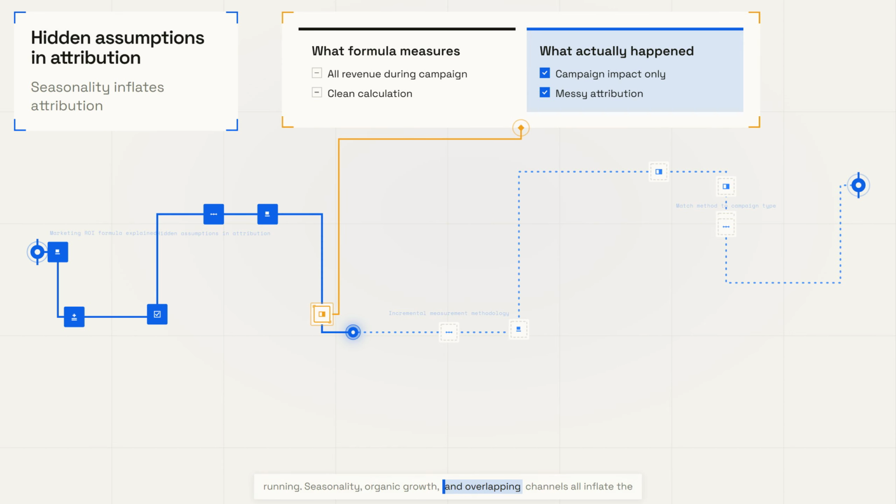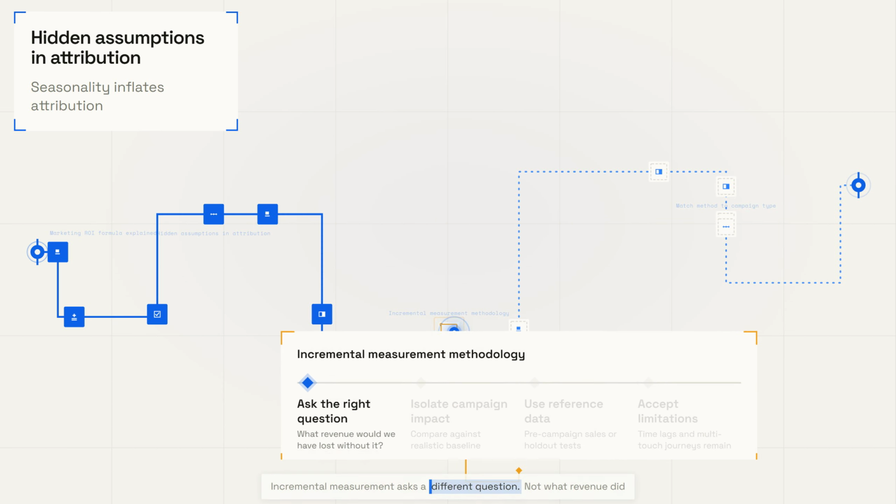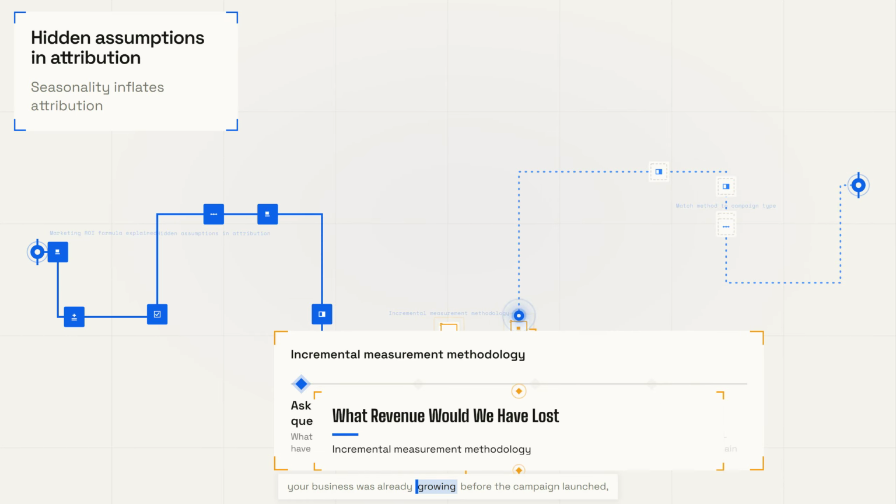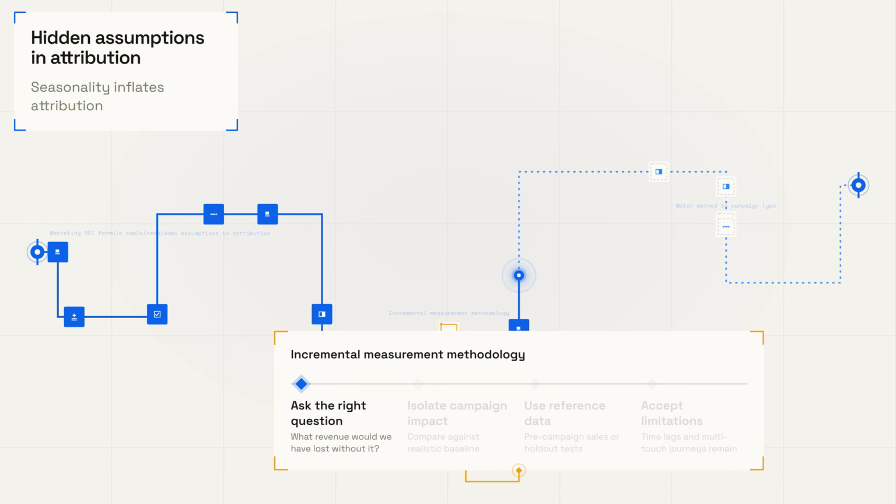Seasonality, organic growth, and overlapping channels all inflate the number. The formula looks clean, the attribution underneath isn't, and that's where a different approach can come in. Incremental measurement asks a different question. Not what revenue did this campaign generate, but what revenue would we have lost without it? If your business was already growing before the campaign launched, some of that growth would have happened regardless. Incremental measurement isolates only the revenue the campaign actually caused by comparing results against a realistic baseline.